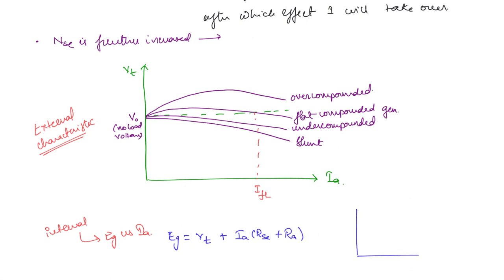Okay, so that means if you are having a characteristic like this, let us say this is the external characteristic, then internal characteristic is simply going to be like this. And what is this difference? This difference is the drop Ia (Ra plus Rse). Okay. Now this is all about the cumulative compound generator. What about differential compound generator? So here it is not going to be much difficult.